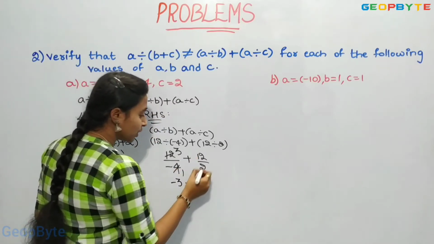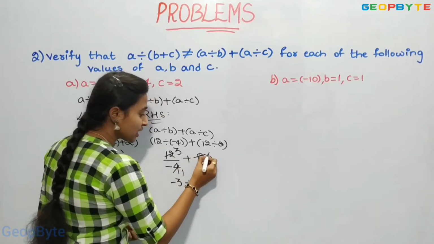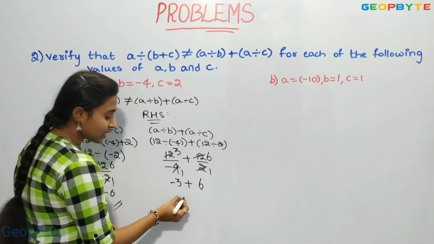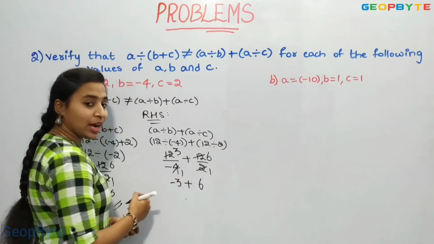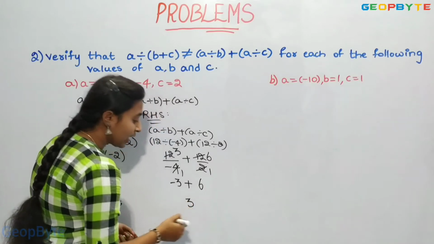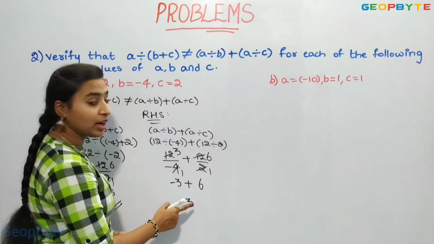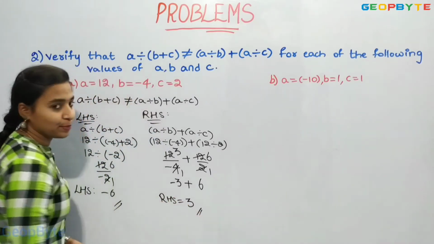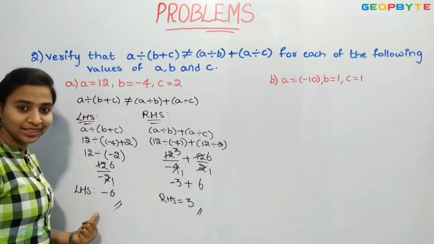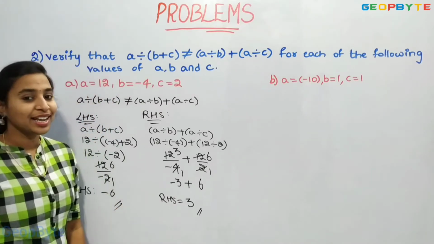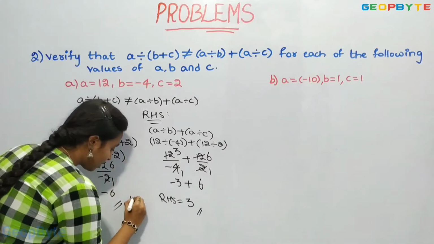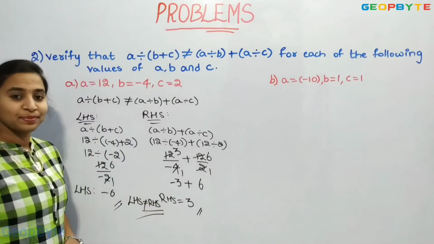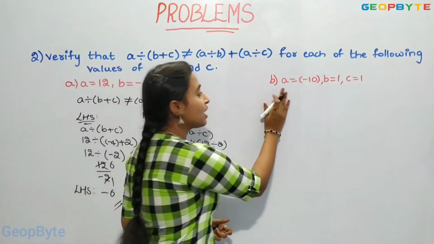Plus 12 by 2, that is 2 ones are 2. 2 sixes are 12. 6 by 1 is 6. Minus into plus is minus. 6 minus 3 is 3. That is, we have plus for the greater number. We got plus 3. RHS is equal to 3. We got LHS as minus 6 and RHS as 3. We verified that LHS is not equal to RHS.